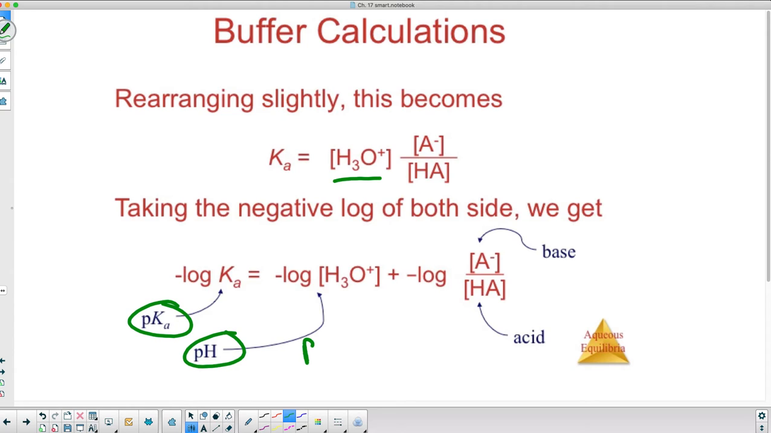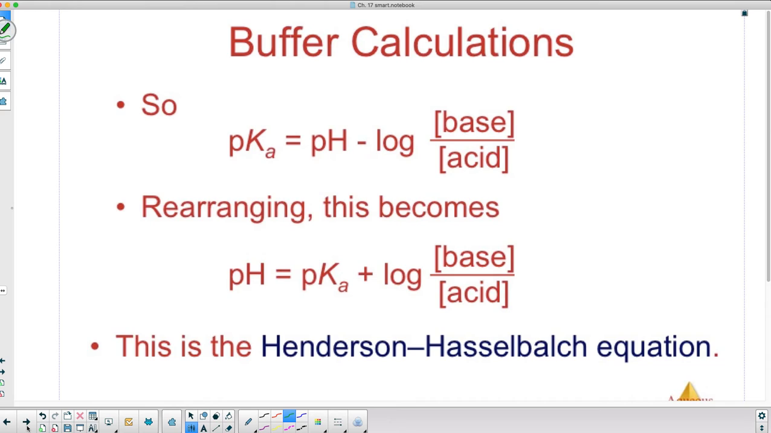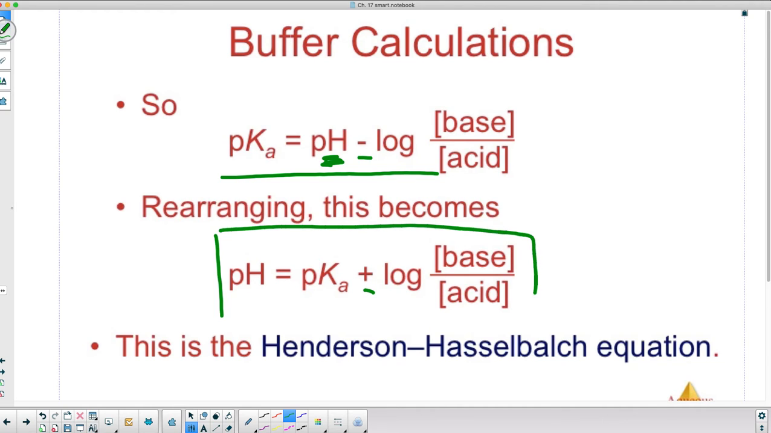So here already I have pKa equals pH, and then it looks like it's going to be plus, and then I think this ends up being a negative. Here, we have it written for us. It ends up being a negative, and that's the base over the acid. But this is not nearly as helpful as solving for the pH. So if we solve for the pH, all this does is change from a minus to a plus. This right here is the Henderson-Hasselbalch equation. Please write this down. We're going to be using this.